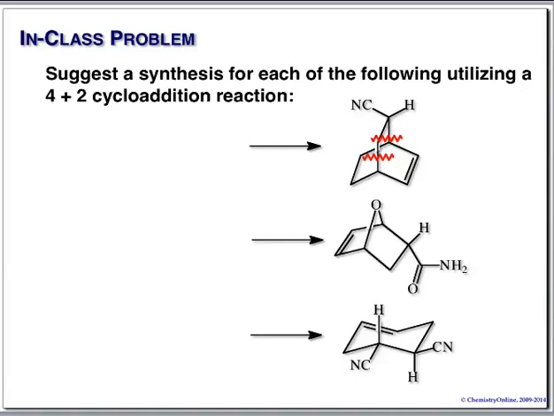All right, so if these are the bonds that we made, then our dienophile simply had a double bond and the nitrile. Our diene here was a 6-membered ring, and there used to be a bond here and here.